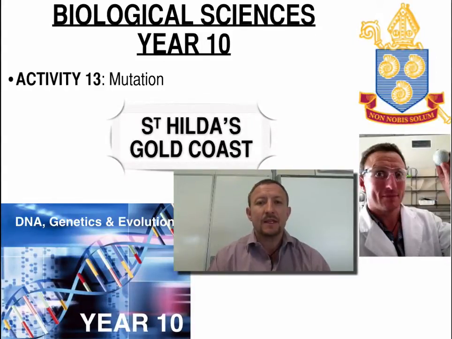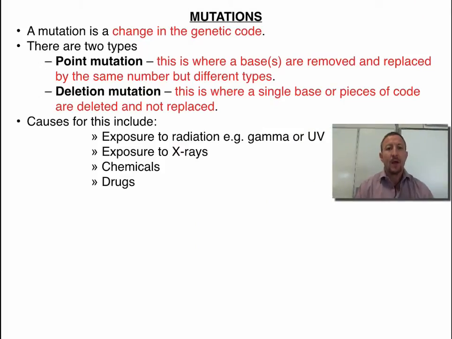This is activity 13, where we're going to look at what happens if we have a mutation in the genetic code. So basically what we need to understand or define is what is a mutation. Well, basically a mutation is where we get a change in the letter that you've got on your genetic code. For example, you might lose a piece of genetic code, or the genetic code may swap over with another bit of genetic code, and that's going to change the type of amino acid that is put into that protein chain.